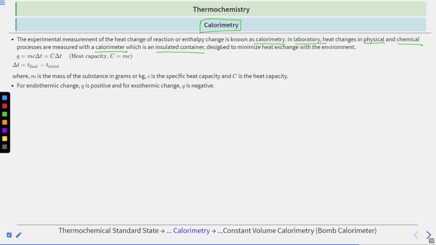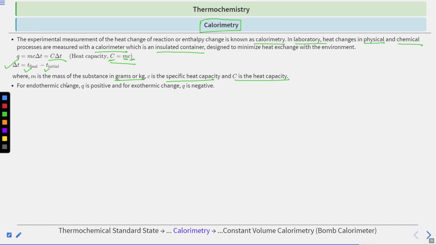And calorimetry is the experimental measurement of that heat change of a reaction or enthalpy, right? So calorimetry is a phenomenon, calorimeter is an instrument. So Q equals mcΔT, which can be written as CΔT, and heat capacity, that is capital C, equals mc. ΔT can be written as T final minus T initial, where small m is the mass of the substance in grams or kg, small c is the specific heat capacity, and capital C is the heat capacity.